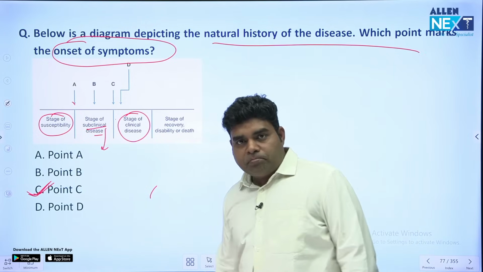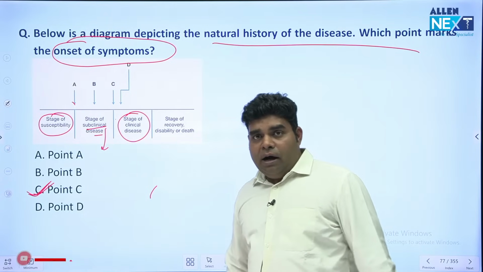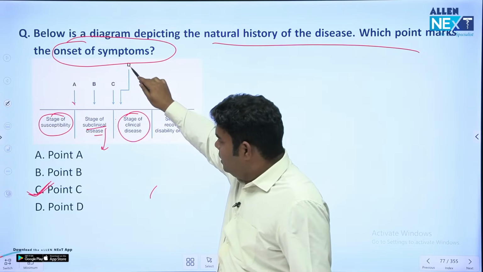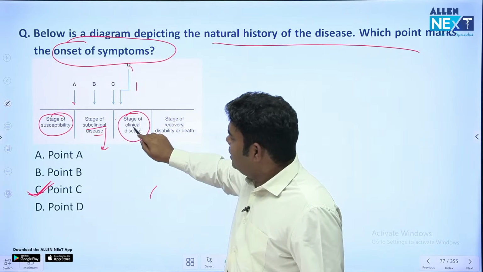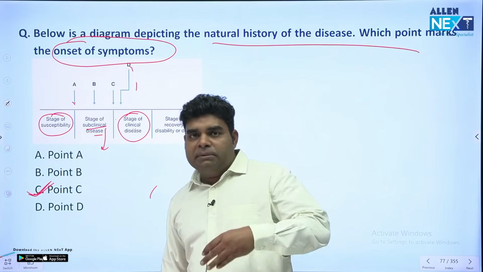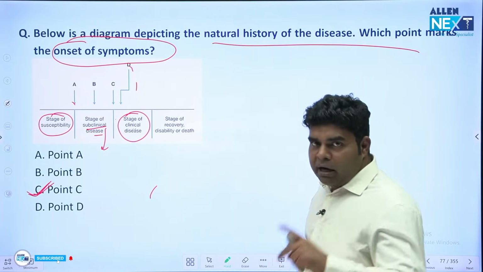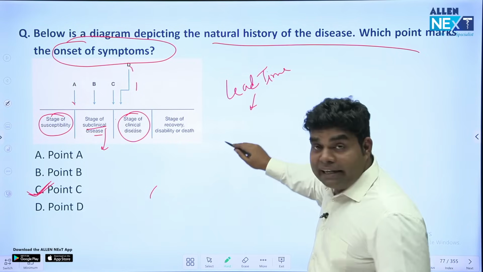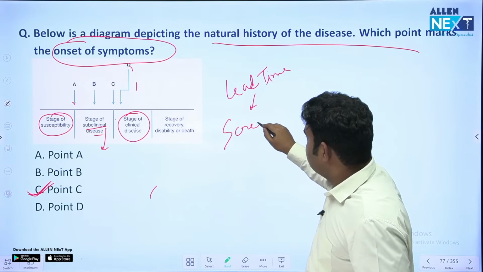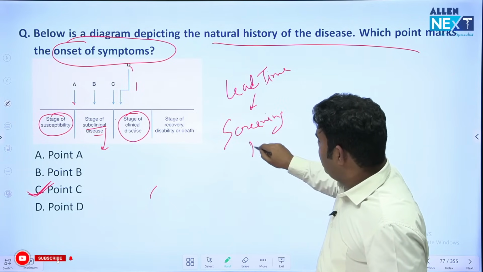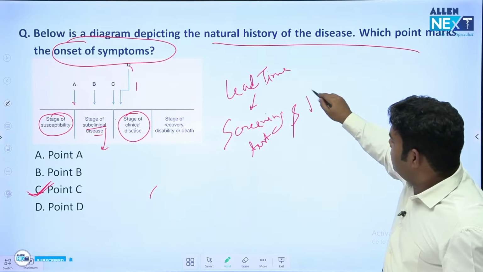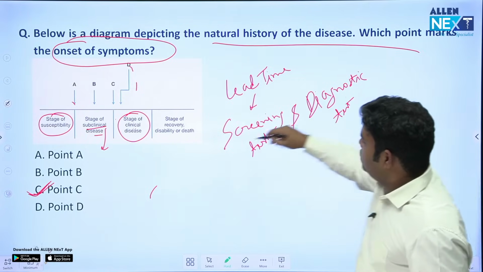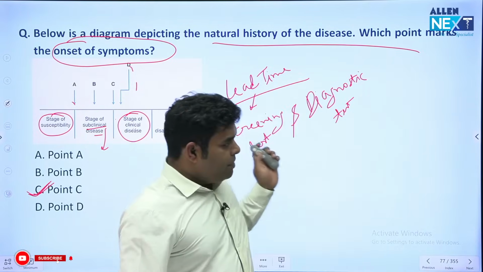Okay. Now, in this question, what is this point D? Point D is just telling me the clinical stage and when the symptoms are there. Do remember one more definition which sometimes they ask: what is lead time? Lead time is the time gap between the screening test and the diagnostic test. The earliest point where we can diagnose and the usual diagnostic test. The time gap between these two is lead time.